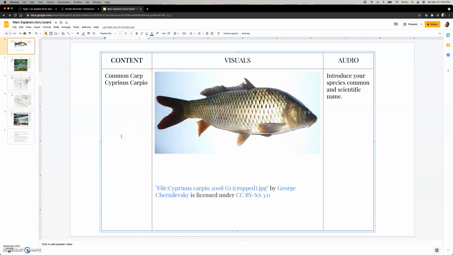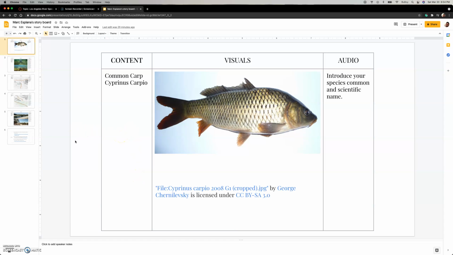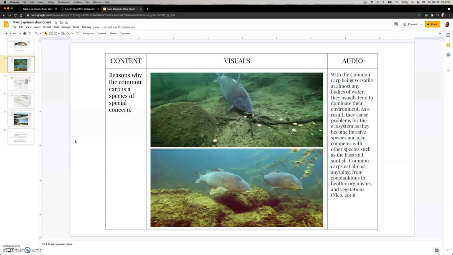Alright, today I'll be going over my storyboard. The species that I picked is called the common carp, and its scientific name is Cyprinus carpio. On the second slide, the reasons why the common carp is a species of special concern.